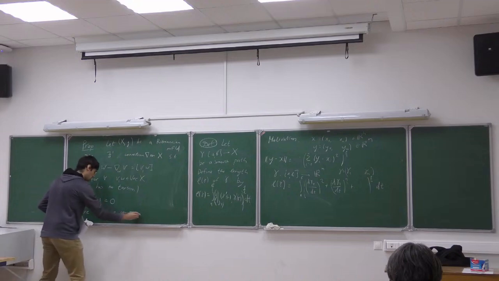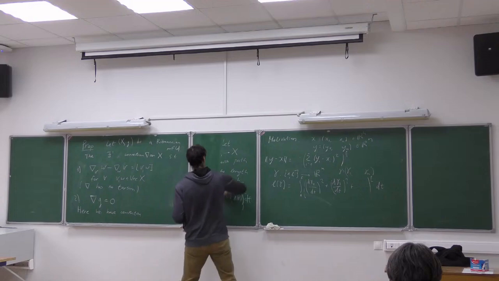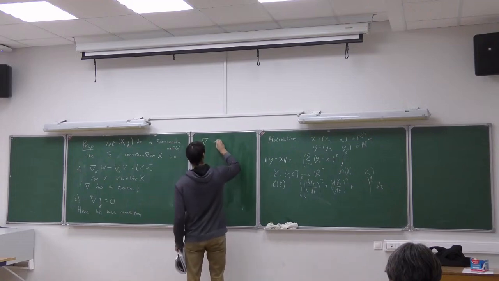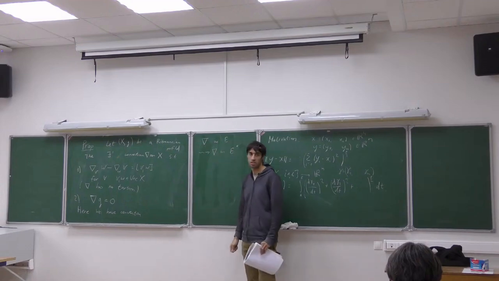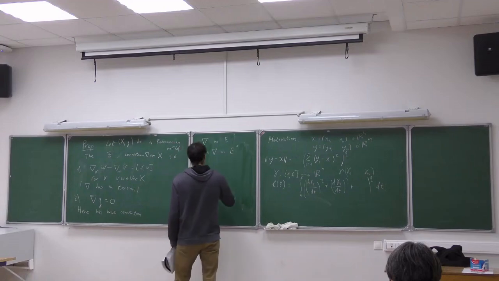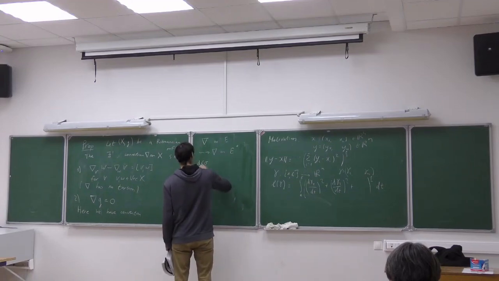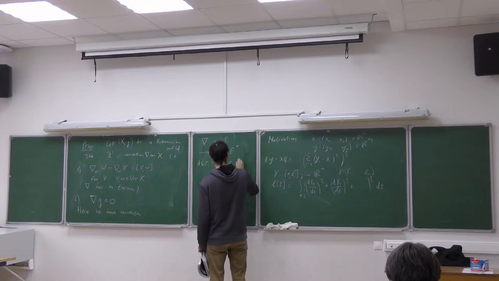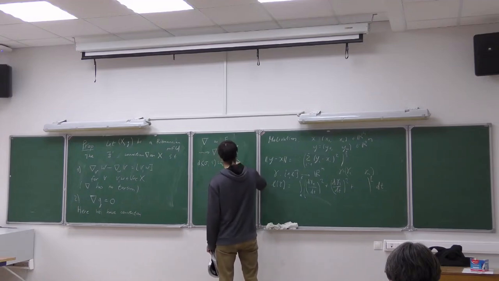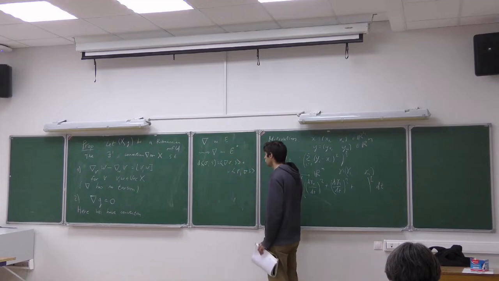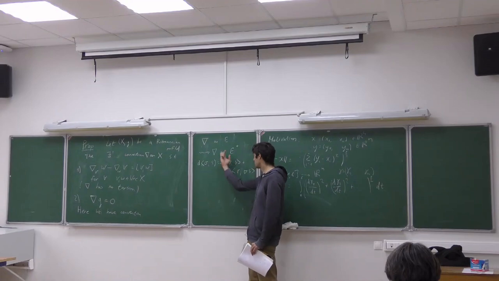So if I have a connection on E, then I have a connection on E star, which I just denote in this case by the same letter, nabla, which is one of our seminar problems. It works as follows: D of, so I have to evaluate a section of this on a section of this, and this will be nabla sigma S plus sigma nabla S. This is a one-form because I contract E and E star here.